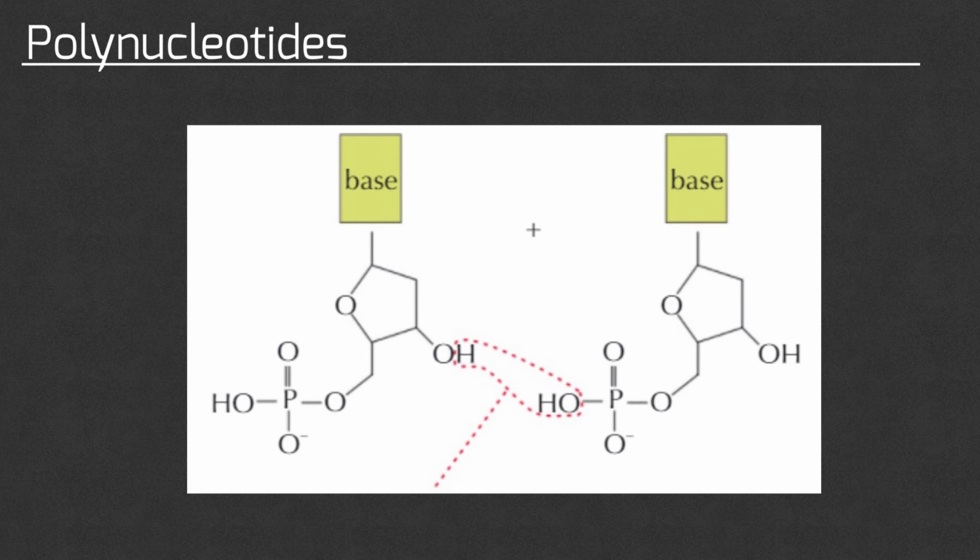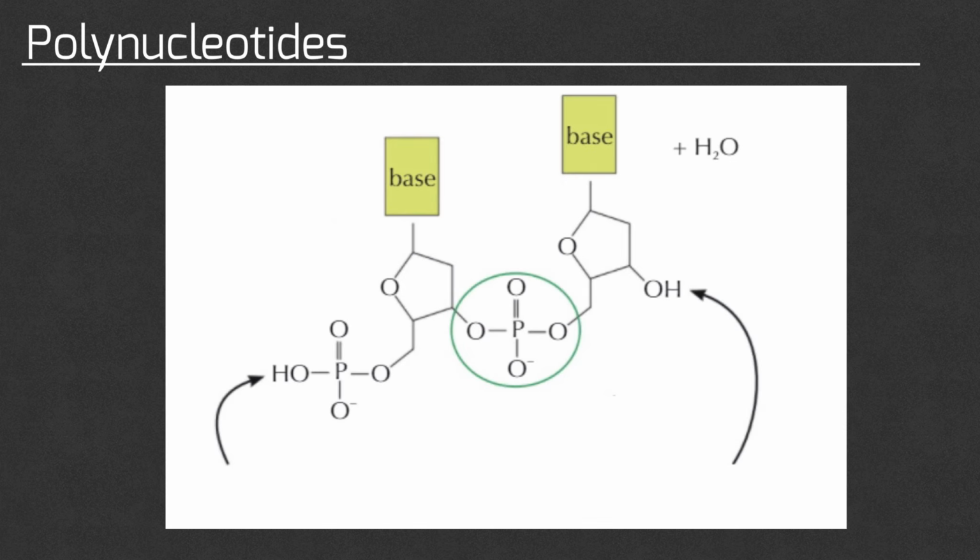Here I've drawn out two different nucleotides, and we would lose a molecule of water between the phosphate group on one nucleotide and the OH group from the sugar on a second. So by losing the molecule of water between these two, we'll form a new bond between the O and the P. So we form a new covalent bond between the phosphate group and the sugar. So this will be the structure of two of these nucleotides joined together.